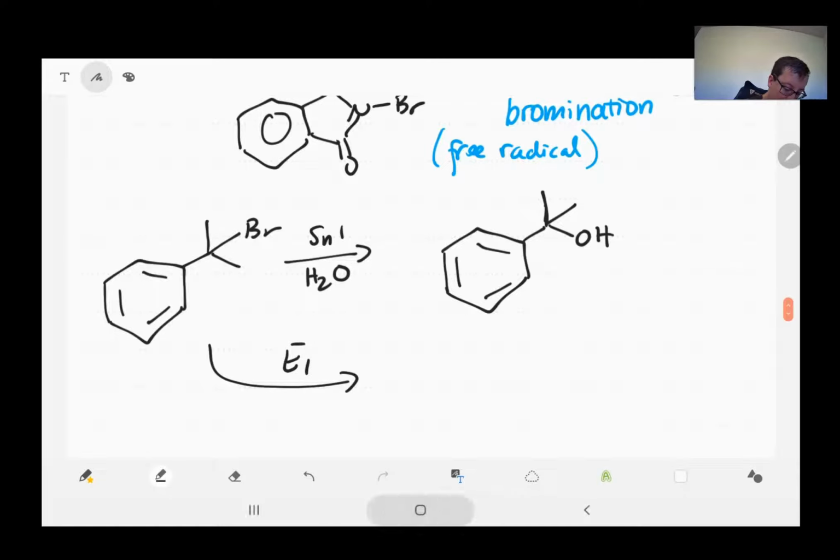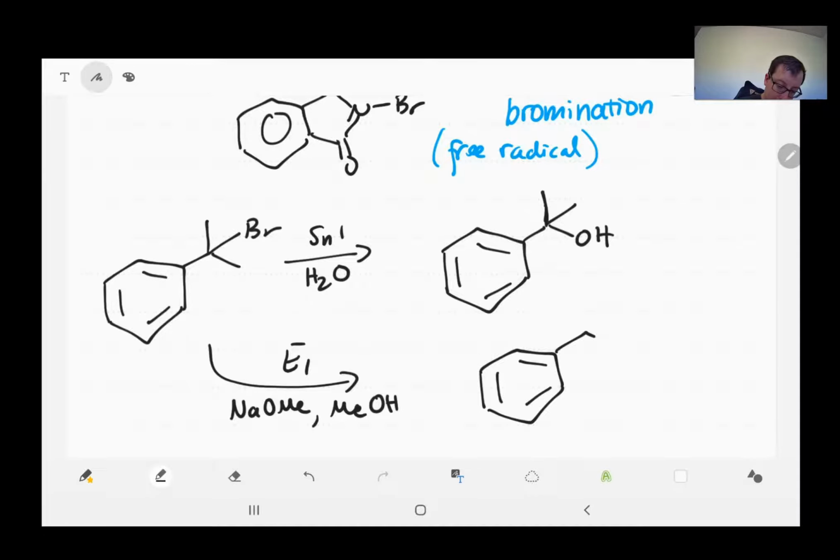If we do E1, if we go crazy with an E1 reaction, we'll end up with a double bond instead. Remember, the bromine will leave, and then our base will come in and pluck off the proton, thereby eliminating that and forming a new double bond. So these work really well. This is not new information. SN1 and E1 reactions are last semester, right?